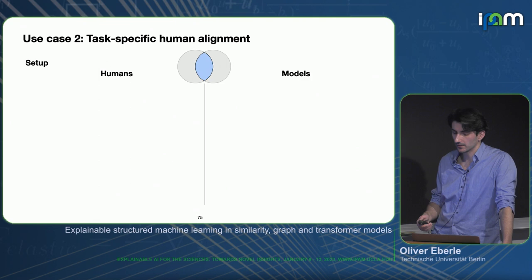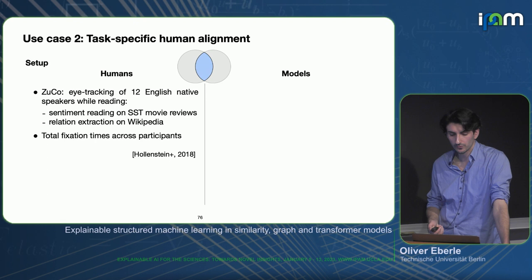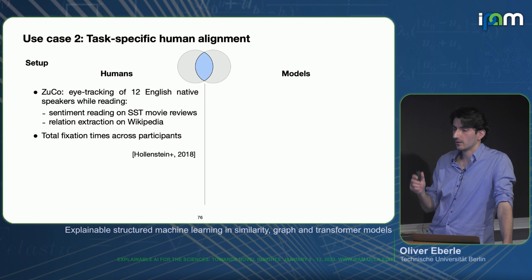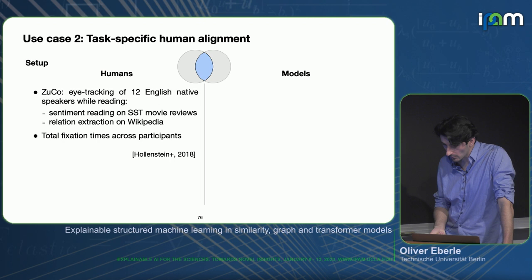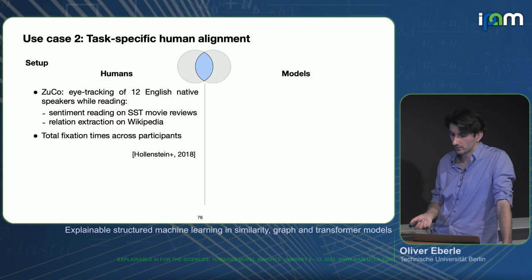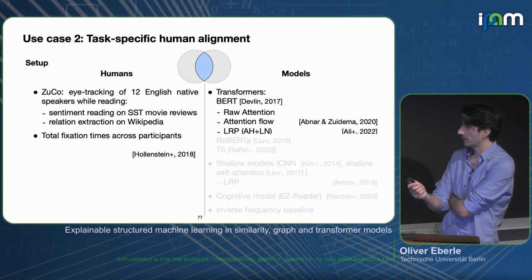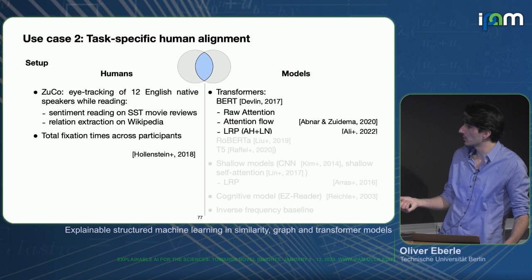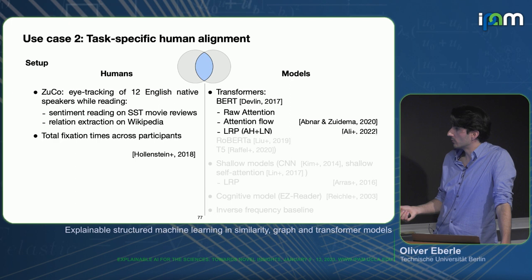So we used eye tracking data for 12 English native speakers on sentiment reading and relation extraction on Wikipedia. And we formalized attention by using the total fixation times that participants spent on a certain part of the sentence while reading these. And then we wanted to compare to a broad set of natural language models. So mostly here we focus on transformers, the standard baseline for modern language, which is BERT probably still. And we wanted to look at different strategies, how we can extract relevance patterns by using raw attention, by using attention flow, another technique to get explanations, and also our improved LRP rules.